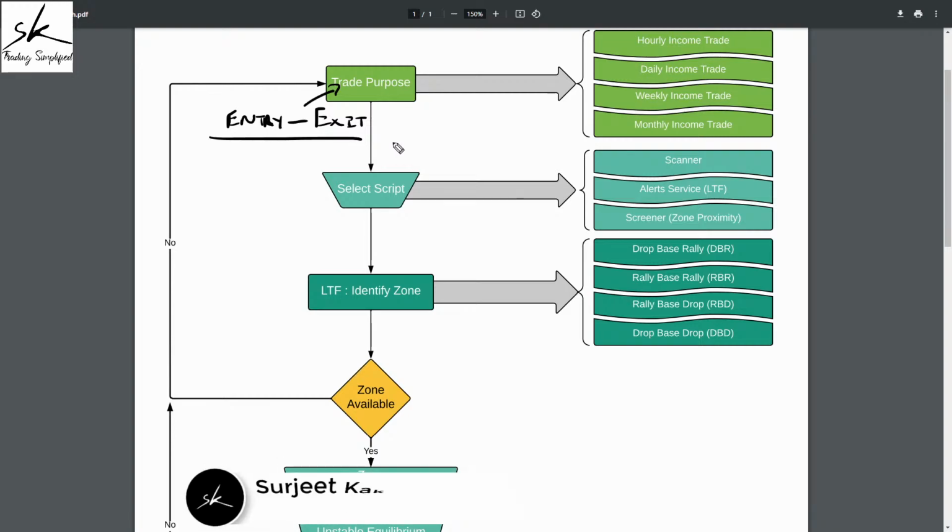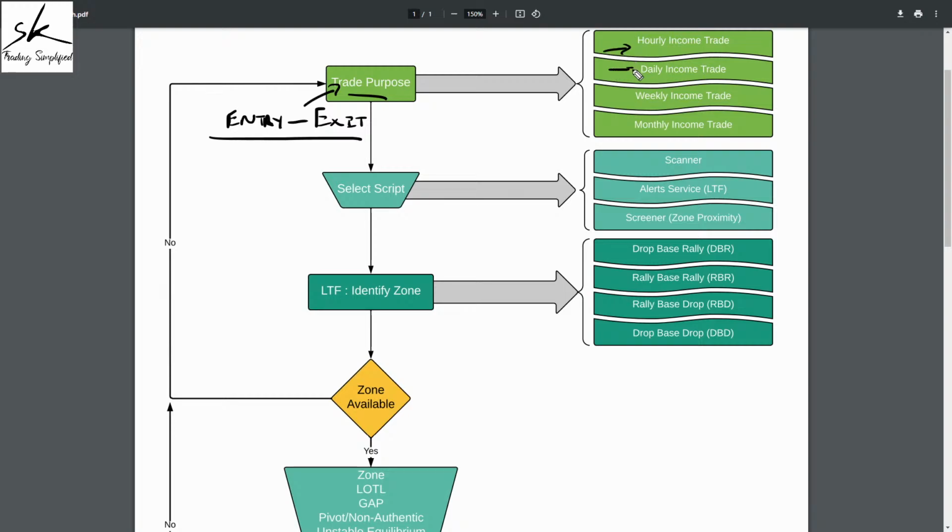And the logic here is the longer I want the duration for the trade, the bigger the time frame I should be using for my analysis. And similarly, the smaller I want the duration for the trade, the smaller the time frame I should be using for my analysis. So that is why this is our step number one. We choose our trade purpose so that then we can pick time frames which are in sync with that particular style of trading. Now, what I've done is I have divided these trades into four different purposes.